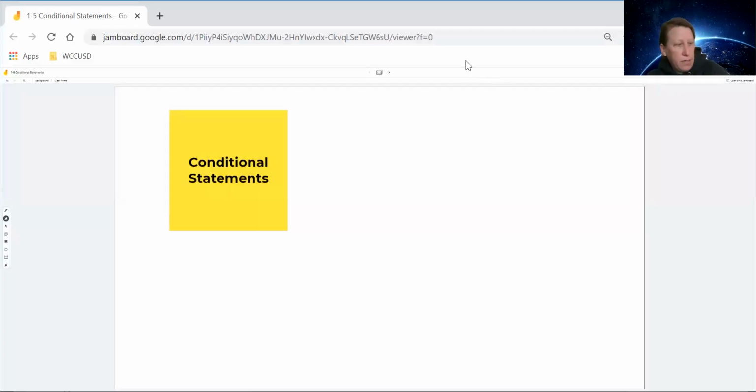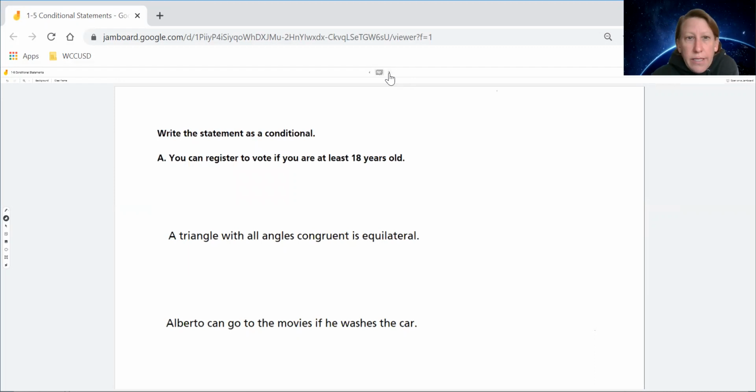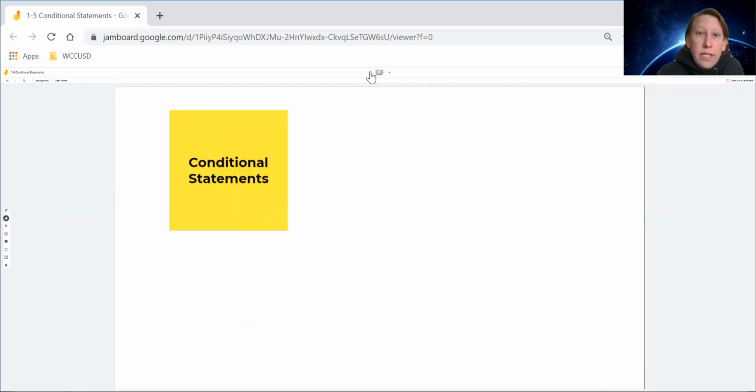Hello, students. This lesson is on conditional statements. A conditional statement is an if-then statement. So if this condition is met, then this thing is possibly something you can conclude. So here's a conditional statement.